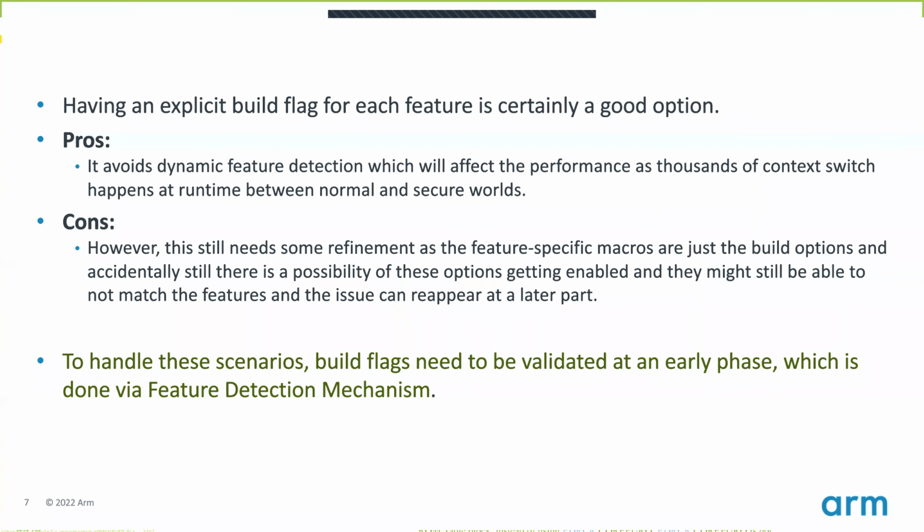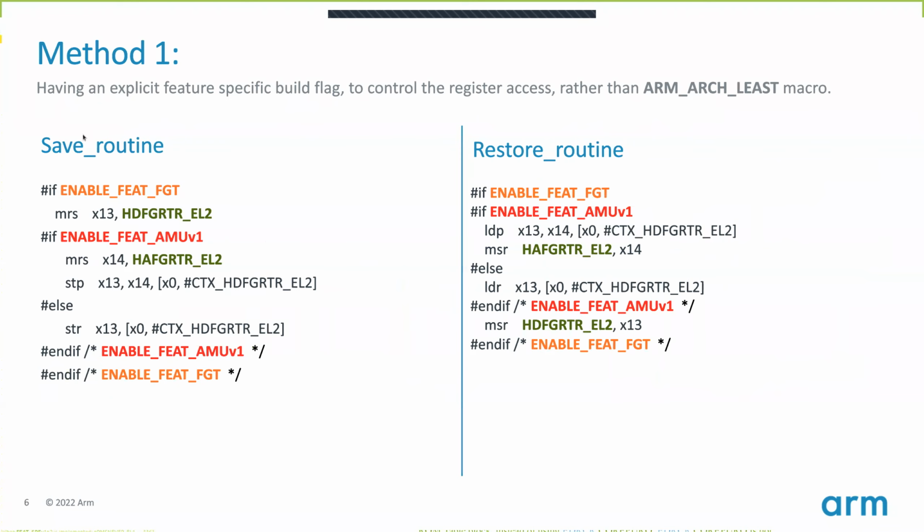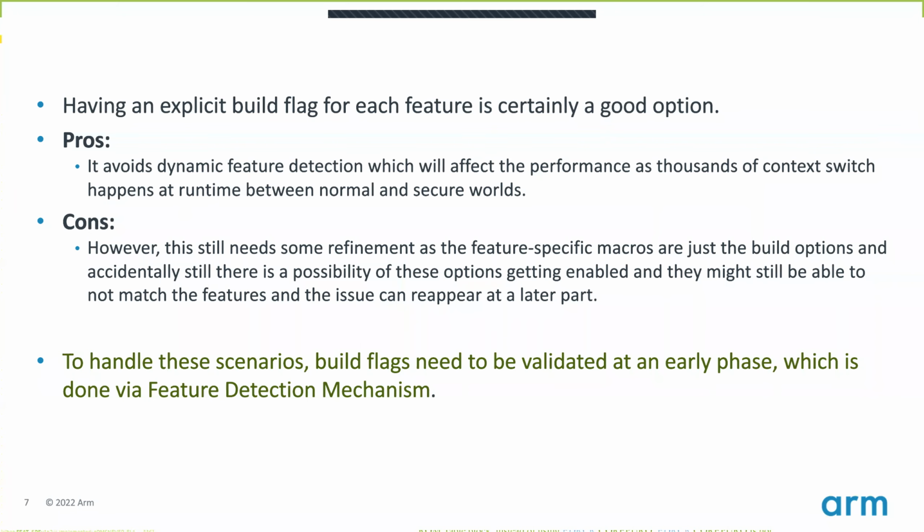But still, there is some room for errors. Knowingly or unknowingly, the platforms or the user may enable build flags, and that build flag might not be valid. This is just a build option. We need to validate this build option as well, in order to ensure that there will be no errors in future. There should be complete elimination of these errors or the runtime exceptions. So in order to handle that, we thought we need to validate these build options, and only then access these registers. That is where we landed up in the feature detection mechanism. How we are trying to achieve that, I'll be explaining in the next slide.